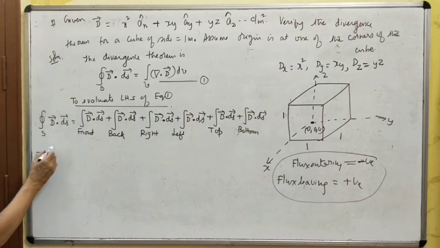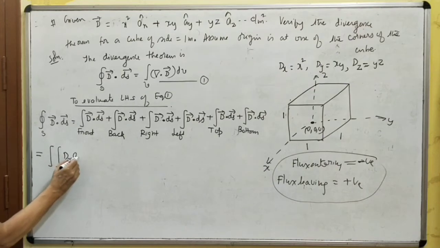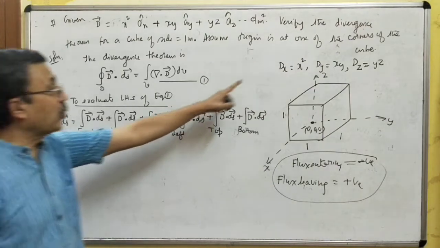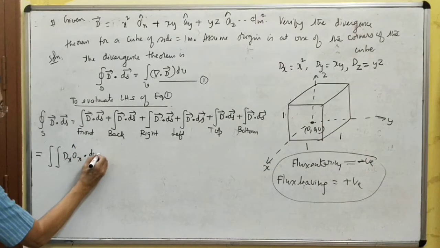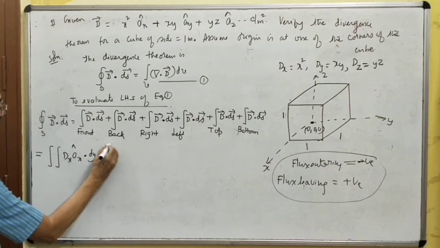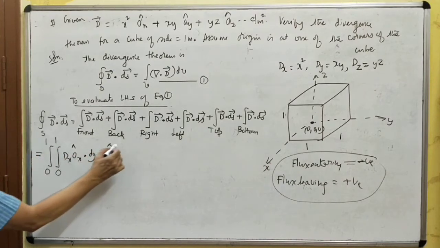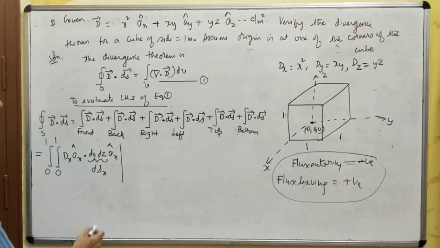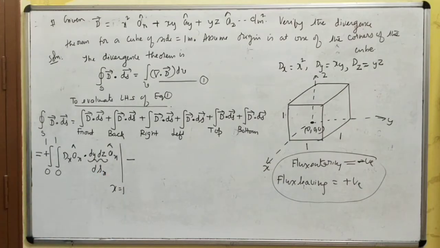So now the double integral. What is D here? Dx a_x cap. What is Dx? X square. Dot, what is vector dS? It is dy dz, which is nothing but dS_x into a_x cap. Y varies from 0 to 1, Z varies from 0 to 1. Front face is at x equal to 1 meter. This is plus because flux is leaving the front face.